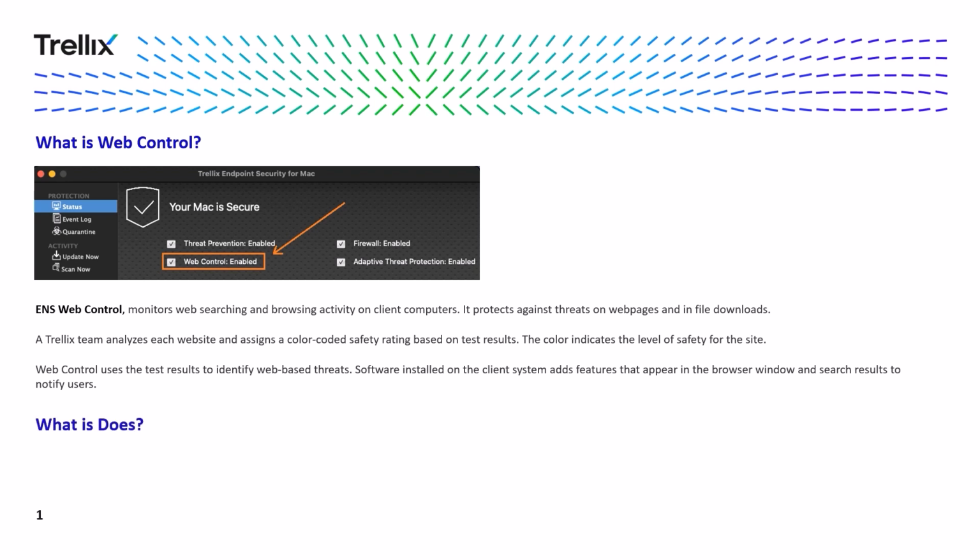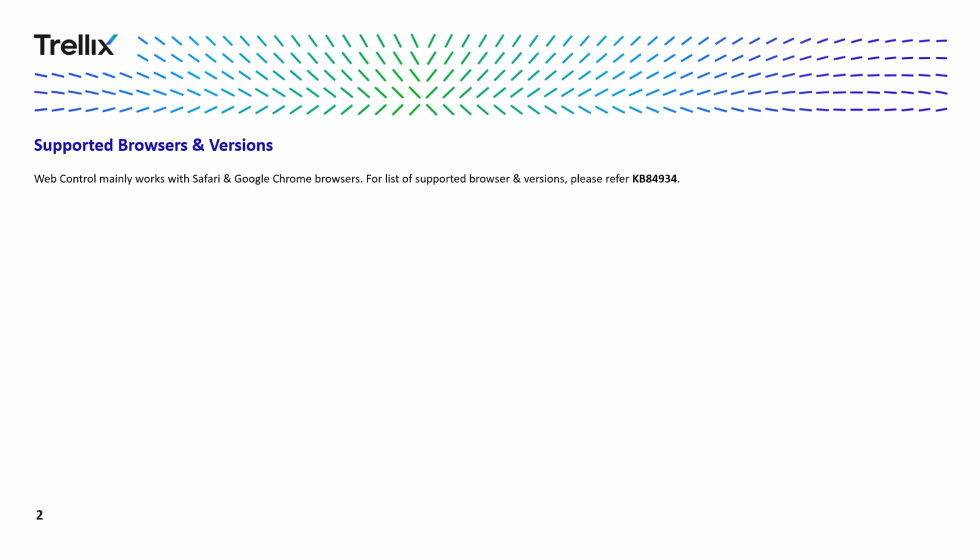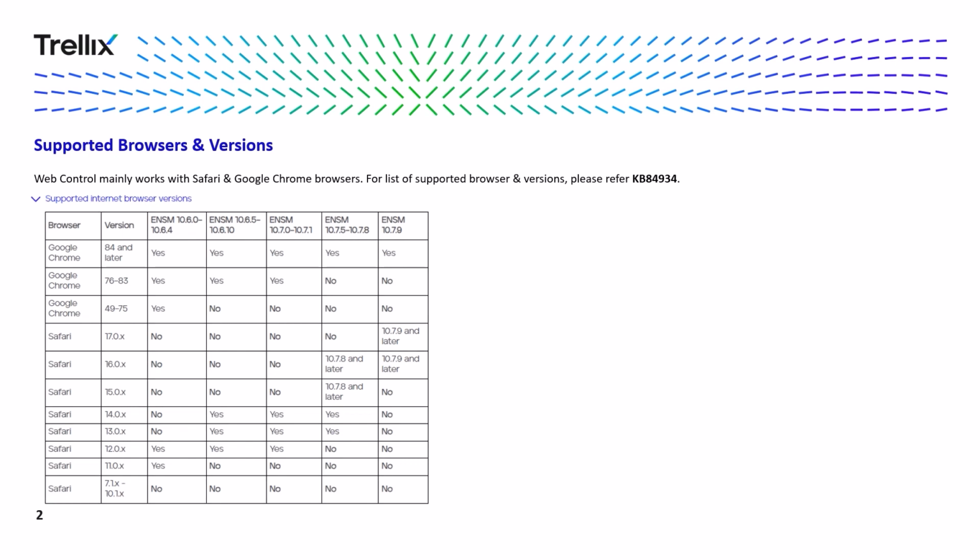What it does, it monitors each site that you access or browse, validates its safety ratings, and then either blocks or allows the site according to the configuration. Web Control works with Safari and Google Chrome browsers. Please refer KB 84934 for more details.